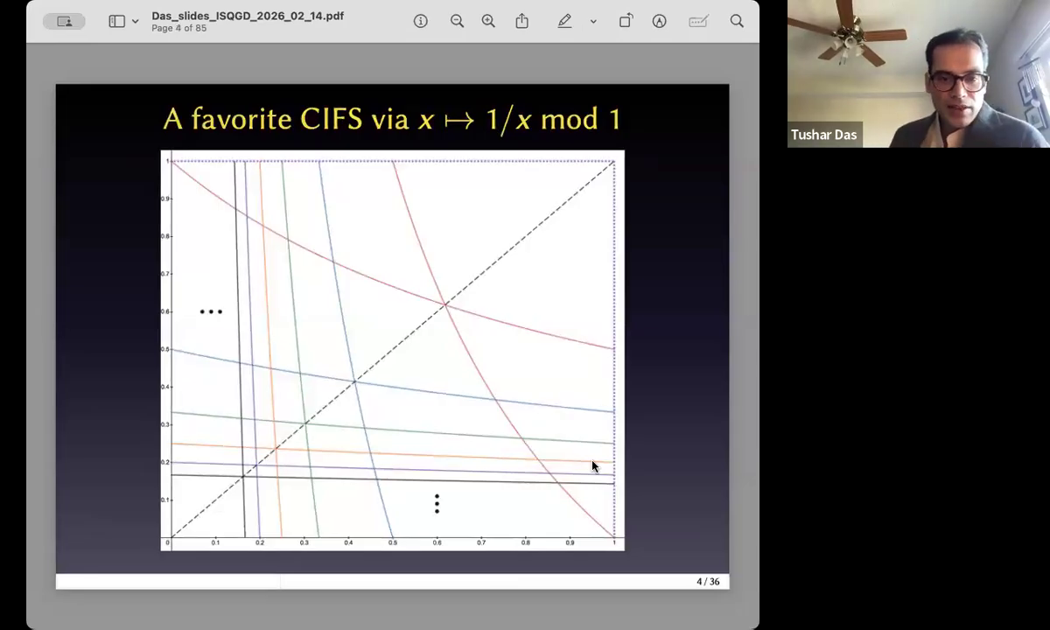So where are these fractals coming from? Let's start with sort of the simplest example. And you heard in Andre's talk at the start of the session about conformal iterated function systems. That's a CIFS. And this is a favorite CIFS of mine. It's the Gauss map. So it's the map x maps to 1 over x mod 1.